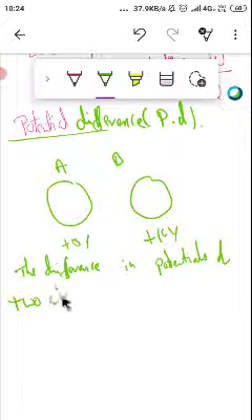Now, the factors on which resistance depends. First we take one conductor. Its length we consider as L, in meters, and its cross sectional area, the small a, that is A, is measured in meters square. So we consider the cross sectional area of the conductor A and the length L in meters.